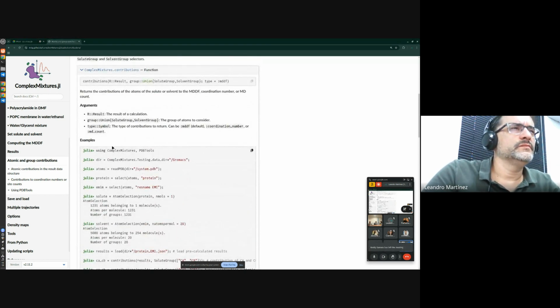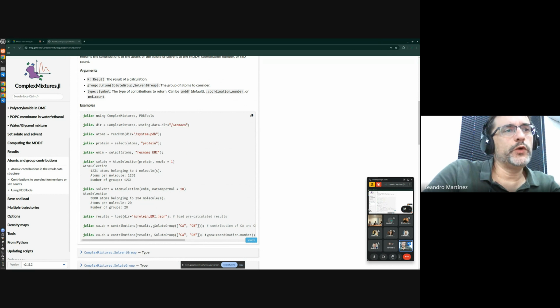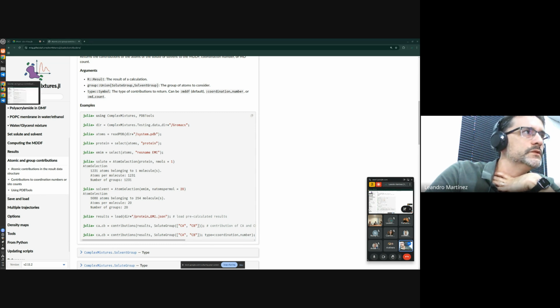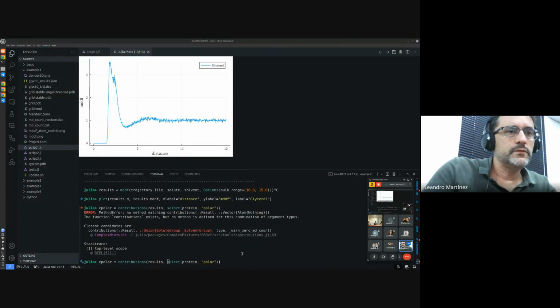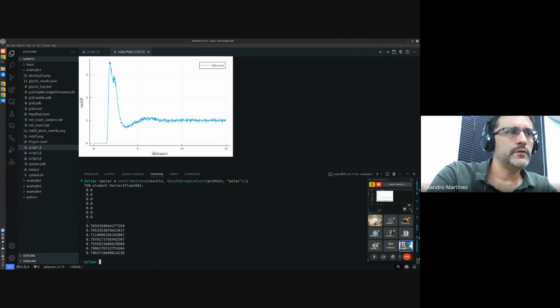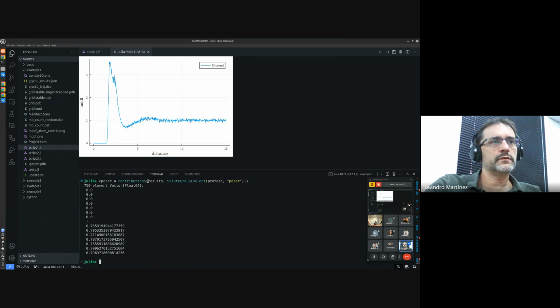We have to provide a solute group or solvent group, because in order to decompose the contributions, we have to say whether we want contributions of solvent atoms or of solute atoms. So here we want the contributions to be extracted from the results data structure of a solute group composed of these atoms. We have defined this solute group object with the polar atoms of the protein, and we obtained these contributions of polar atoms.